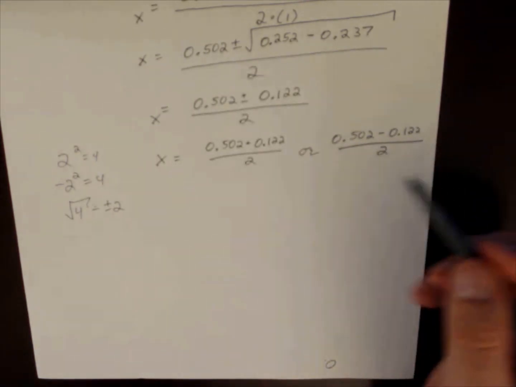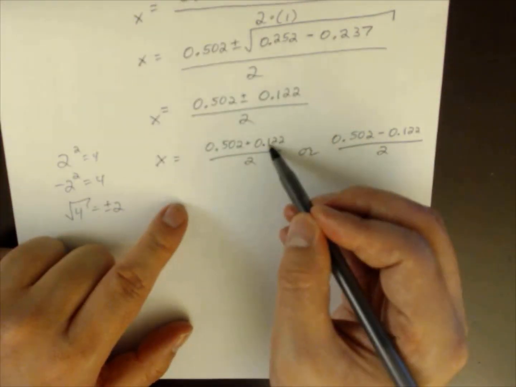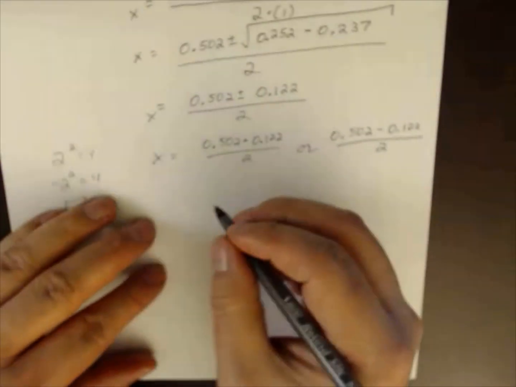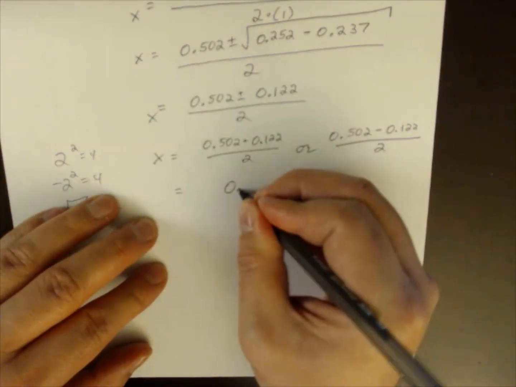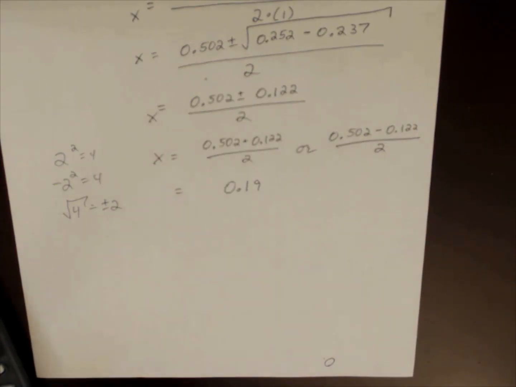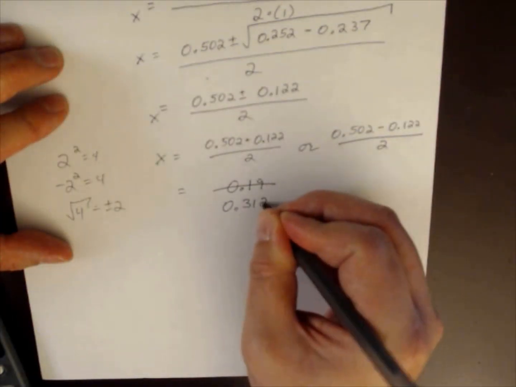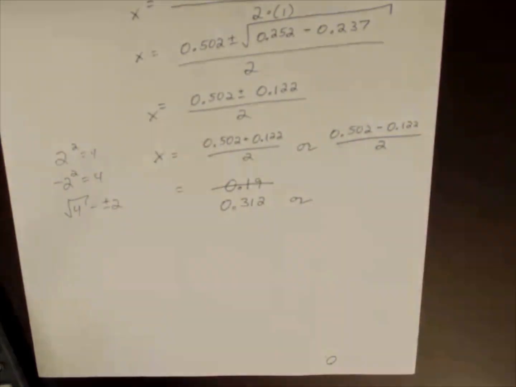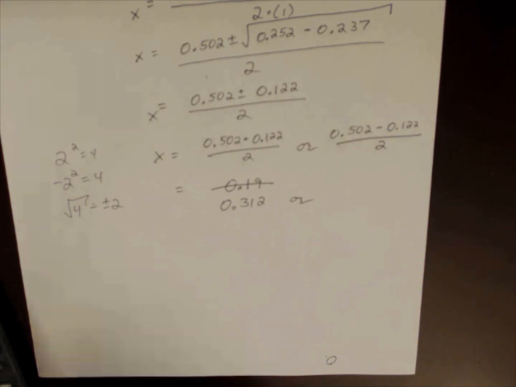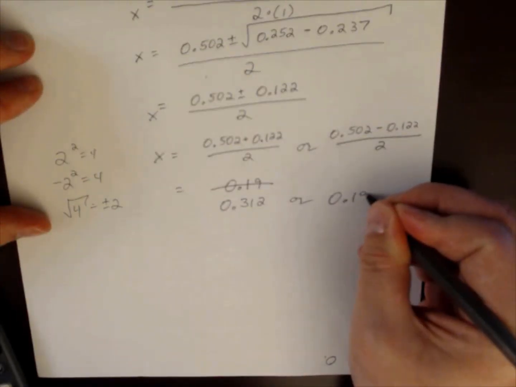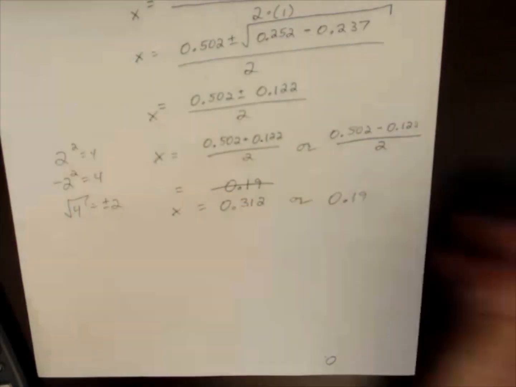All right. Let's do this. So 0.502 plus 0.122 divided by 2 is going to give me... oh, sorry, no, that's the wrong one. 0.502 plus 0.122 divided by 2 will get me 0.312, or 0.502 minus 0.122 divided by 2 will get me 0.19. All right, so x equals one of these two.